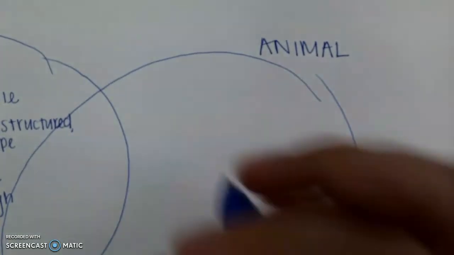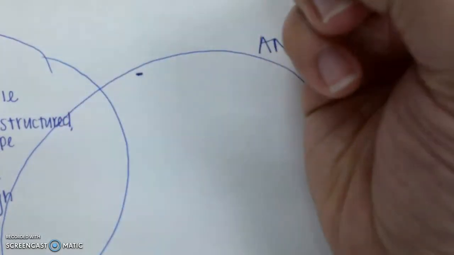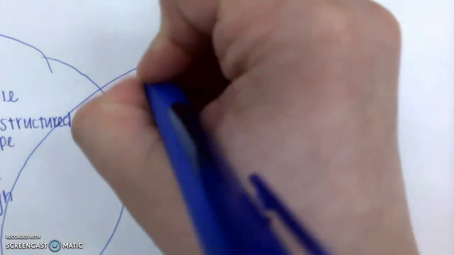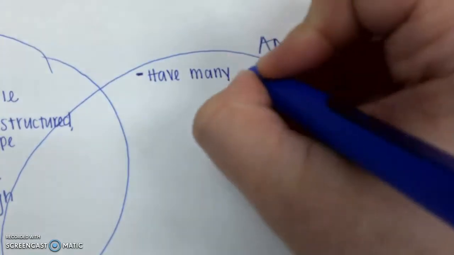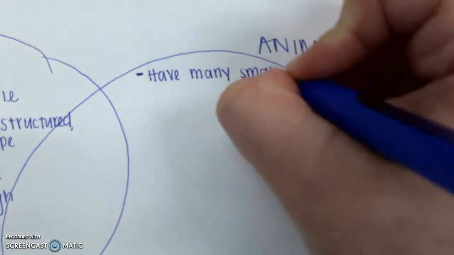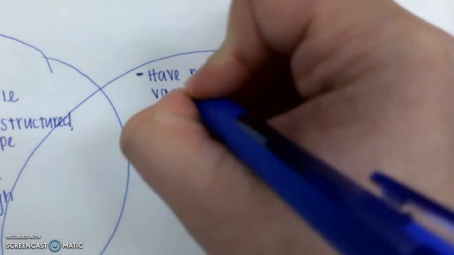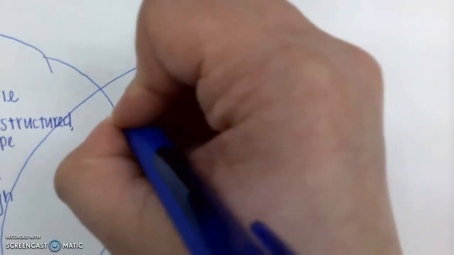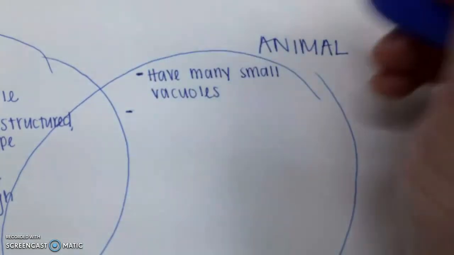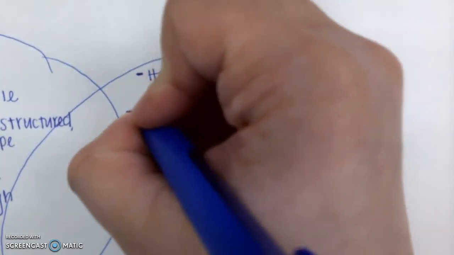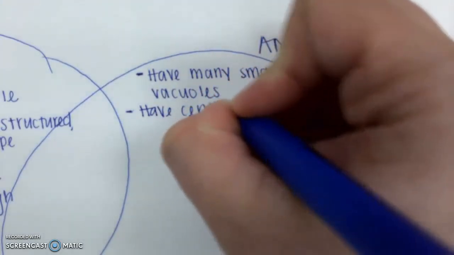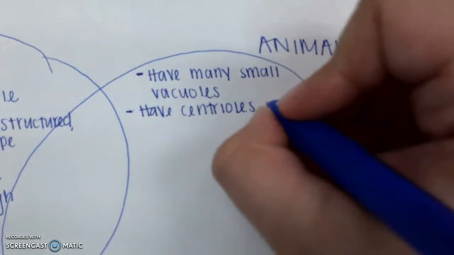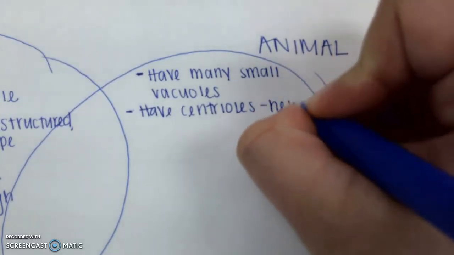So let's address that vacuole thing that we said. We said plant cells have one, animals have many small vacuoles. There is also one other organelle that animal cells have that plants don't, and that is the centrioles. If you don't remember what centrioles do, they are what helps during cell division. They help guide the chromosomes.